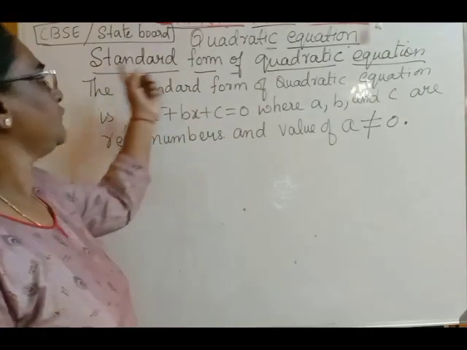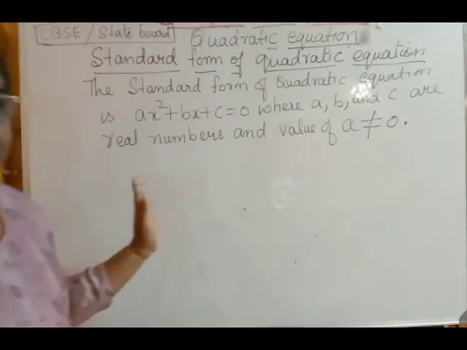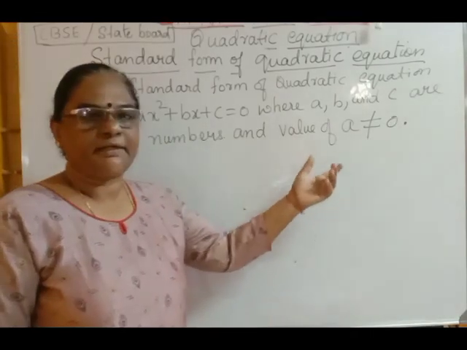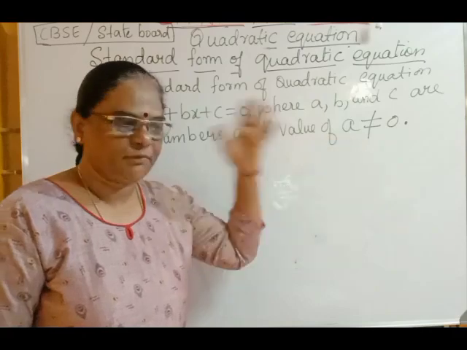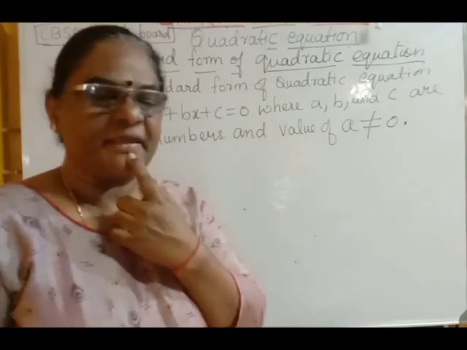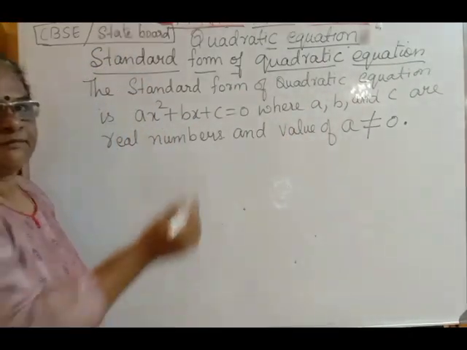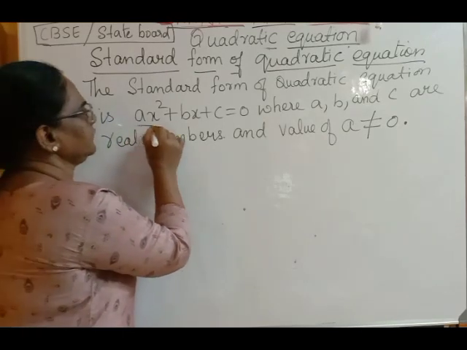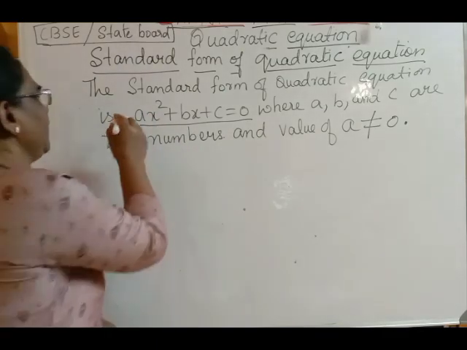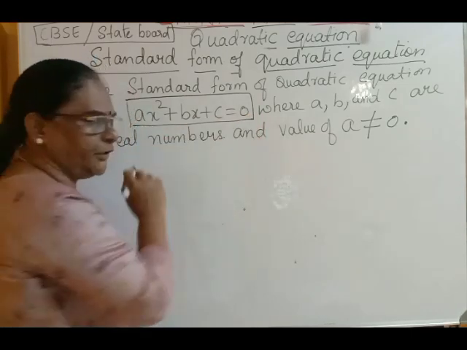Coming to the meaning of quadratic equation. Just now you understood that any variable whose highest power is equal to 2 is considered as a quadratic equation. It should be equal to some number. Okay. Now what is the standard form of quadratic equation? The standard form of quadratic equation is given by the equation ax square plus bx plus c is equal to 0.